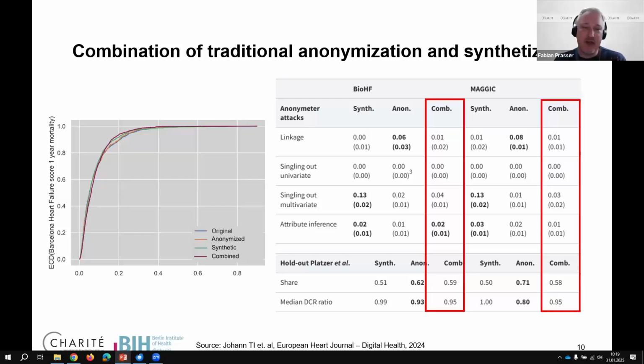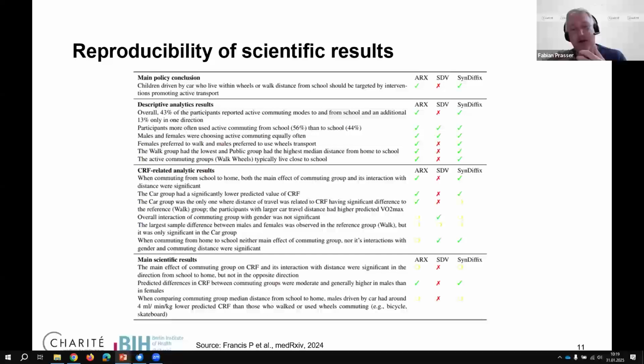So taking traditional anonymization procedures to generate a data set that has been protected as far as you can get with those traditional methods, and then use the anonymized data set to train a model and synthesize data. And this has actually been quite competitive in the study that we did, which is on calculating heart failure risk scores, and where the combination of both methods actually achieved a better privacy utility trade-off than any of the two methods alone.